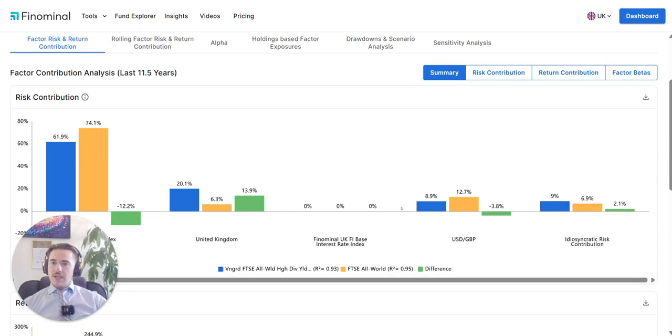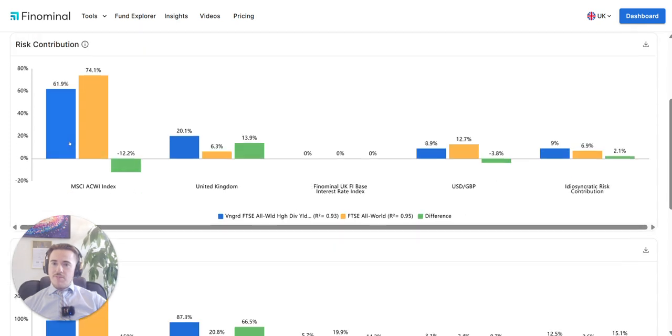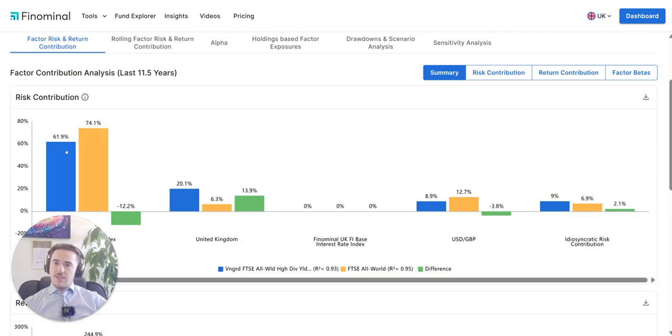Looking to risk analytics in regards to risk contribution, we can see the majority of the risk has been attributed to the global stock markets, MSCI ACWI index, at 61.9% versus the benchmark's 74.1%. We have also got quite a notable amount in the UK at 20.1% for the fund versus the benchmark's 6.3%. We've also got some currency risk here, USD GBP, so cable, at 8.9% risk contribution for the fund versus the benchmark's 12.7%, and idiosyncratic risk at 9% for the fund.